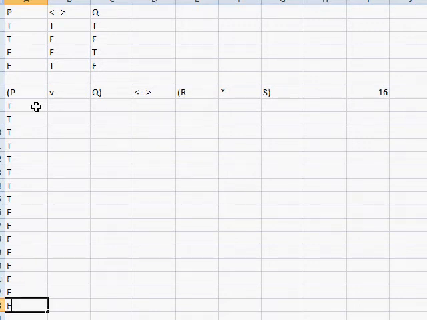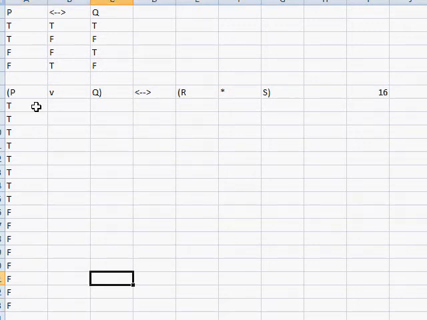So we're going to start with P. Now we have four propositions right here. So we're going to get 2 to the 4th power, which is 16. So we're going to have 16 truth values in total. The first half are true, so half of 16 is 8, so we're going to get 8 truths. 1, 2, 3, 4, 5, 6, 7, 8. The rest we're going to get falses, so 9, 10, 11, 12, 13, 14, 15, 16.